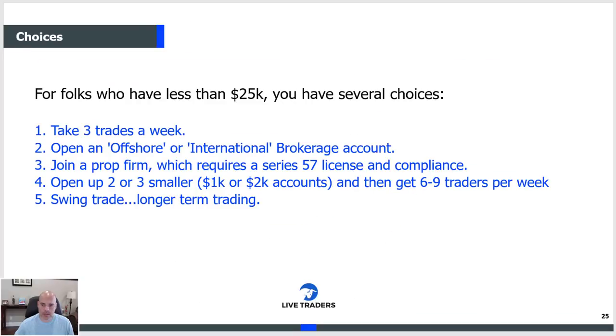These are your choices for trading accounts if you don't have $25,000. You can take three trades a week. You can open up an offshore international brokerage account. You can join a prop firm. You can open up two or three smaller retail accounts. You can swing trade. And the other options, guys, are if you want, you could trade Forex. You could trade E-minis or futures.